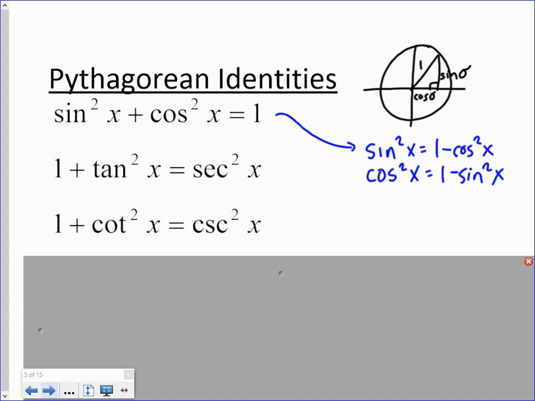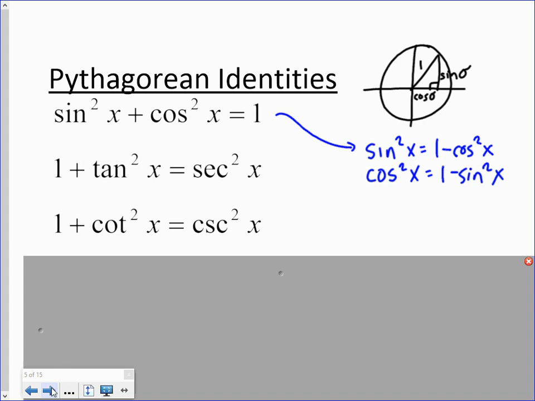This will make more sense when we do some examples, but I always keep an eye out for things that are squared, especially if I have ones with them, and I think, oh, there's a 1 plus something squared. Is that a Pythagorean identity? Could I just substitute something real quick? Like if I saw 1 minus sine squared, could I change that into cosine squared? So you might think about that as you're working through problems.